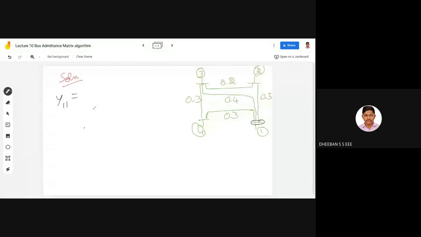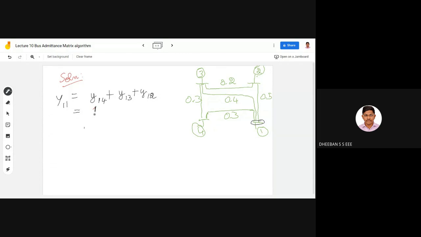Your first bus is connected by Y14. You can start from here, otherwise from here you can start. Y14 plus Y13 plus Y12. So you have to consider only your admittance value, not the impedance value.